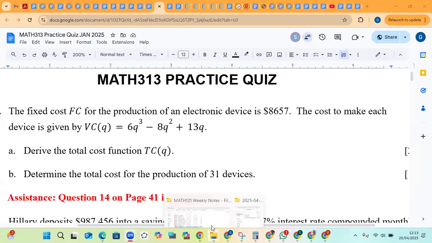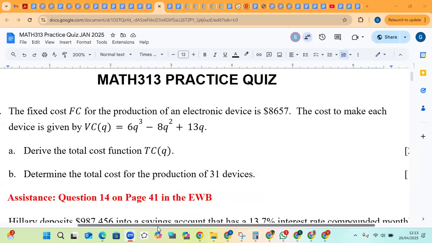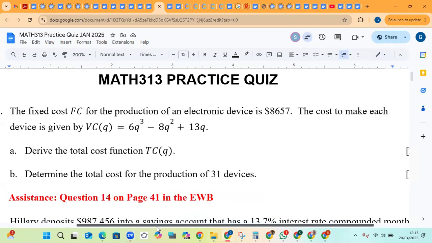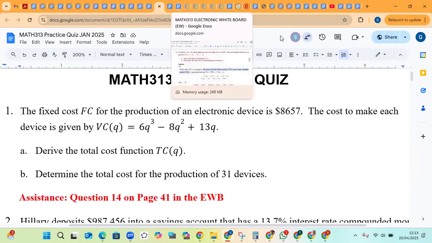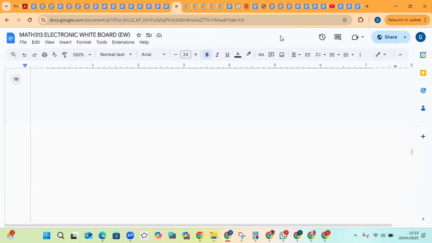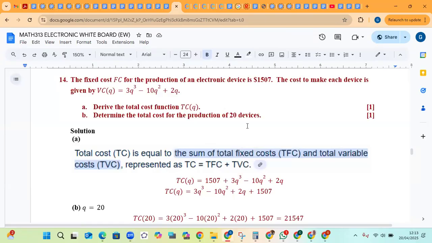In this document, it says we can go to page 41 in the electronic whiteboard for question number 14. So let us do that. So here we are on page 41 in the MATH313 electronic whiteboard. And here you have a very similar question.